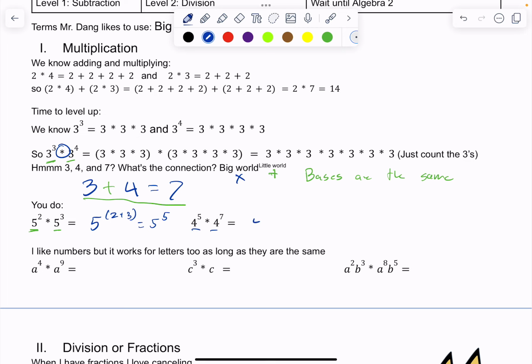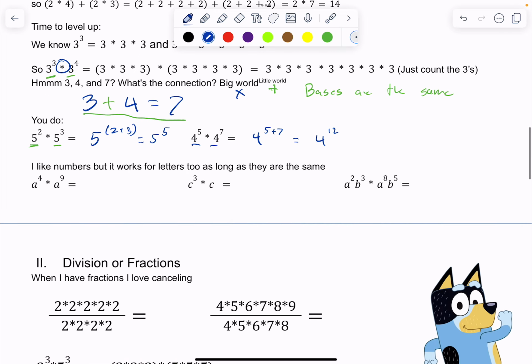Bases are the same, so I have 4 and 5. Since it was multiplied in the big world, in the little world it's an addition, which gives you 4 to the 12th. This also applies not just to numbers, it also works with letters as well.